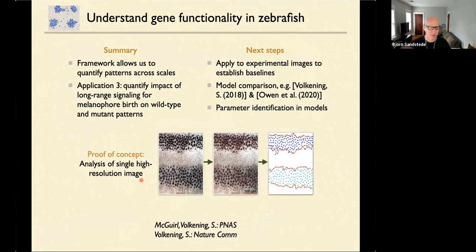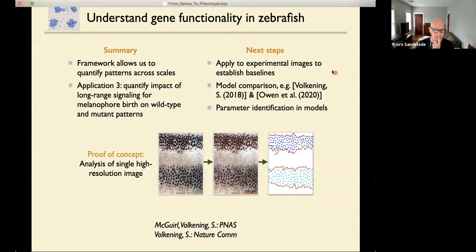So we have a number of other applications and things that we plan to do with this to really apply this to what I said our ultimate goal was, namely linking genotype and phenotype. One example is application 3, which quantifies the impact of long-range signaling and the range of the signaling for melanoma birth on wild type and mutant patterns.